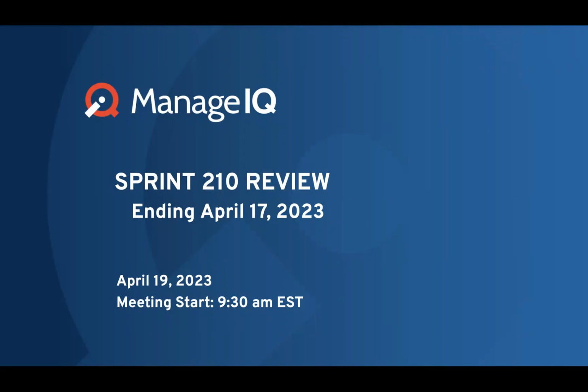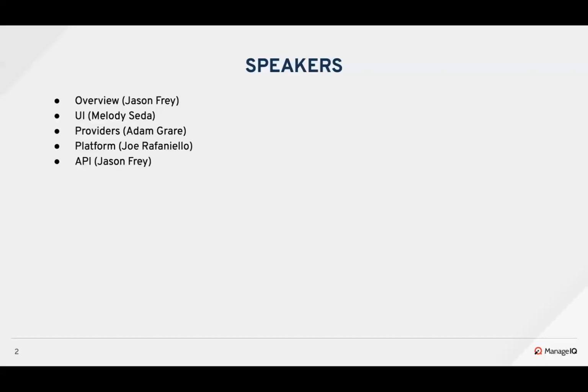This is a normal 2-week sprint, but it had Easter in the middle, I believe. Let's get started. I'll start with the overview, Melody on the UI, Adam on providers, Joe on the platform, and Keenan on the API.